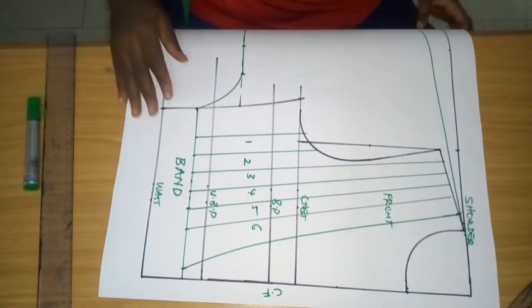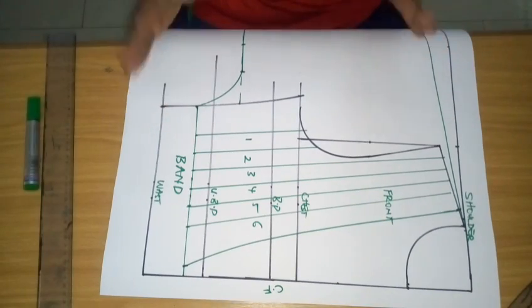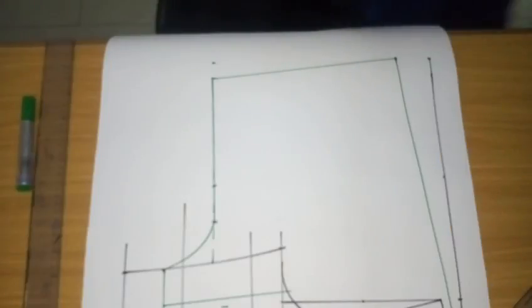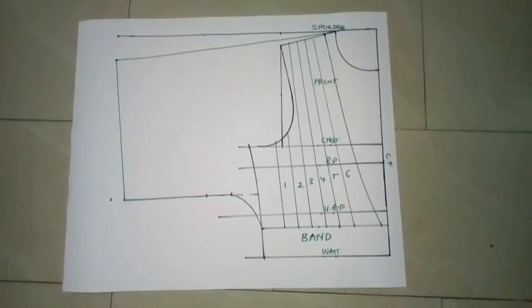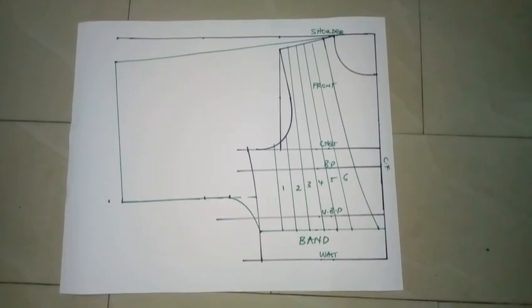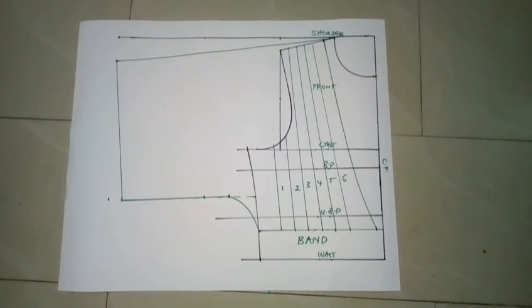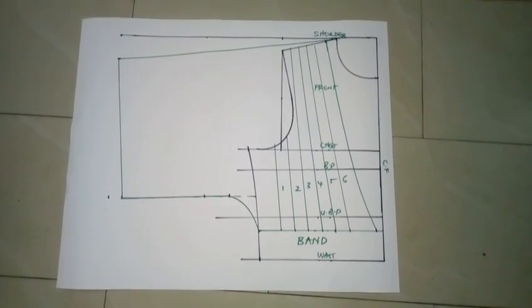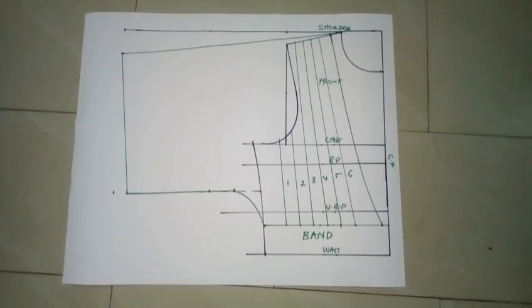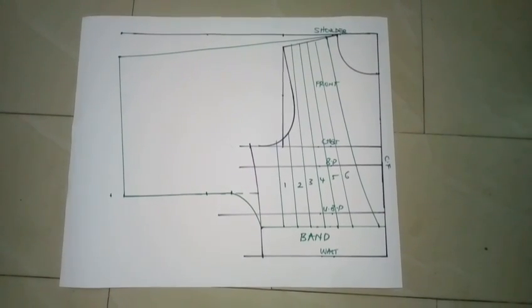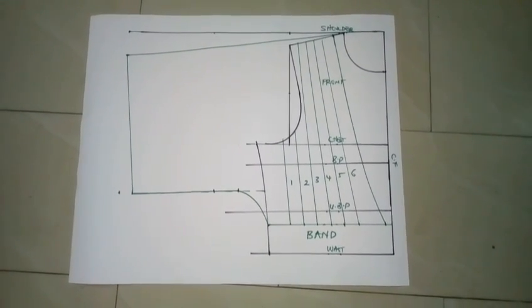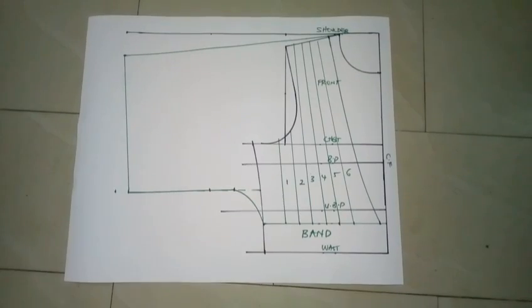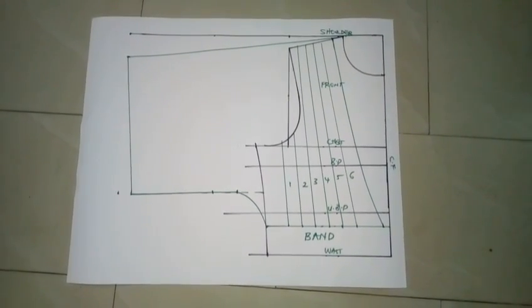So I'll be showing you the full view of what you have before we slash. This is exactly what I expect you to have before we start slashing right away. This is how your pattern is supposed to be right now. So I'll be slashing, cutting off the band, and spreading these 6 slash lines I just numbered right now. So I'll do that right away.